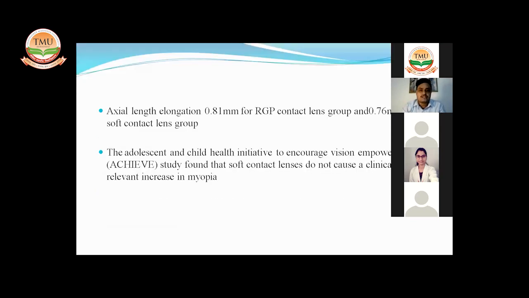Another study here is called the ACHIEVE study, the Adolescent and Child Health Initiative to Encourage Vision Empowerment. It found that soft contact lenses do not cause a clinically relevant increase in myopia, which basically gives you a temporary solution. But what happens if the patient comes to you after the treatment of 1 year or 2 years?